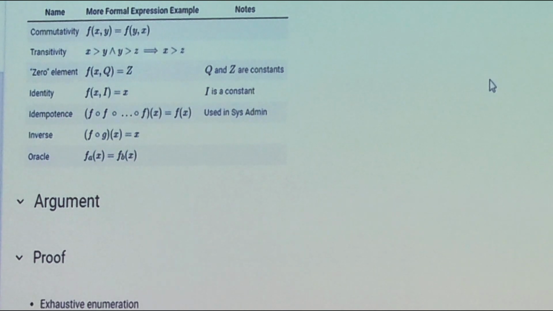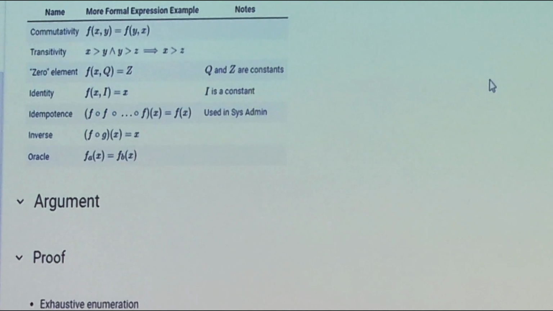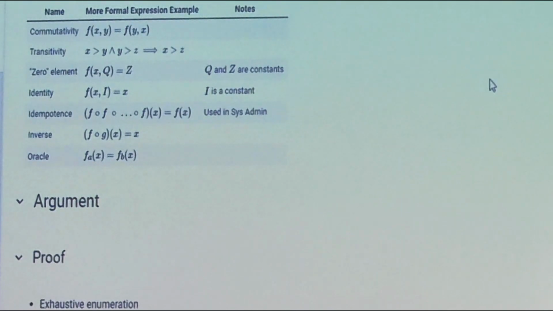Then there's also the idea of a zero element, where there's some special element and some operation where if you use that element on every member of a set, you always get that same constant value. For example, multiplication. The zero element for multiplication is 0, right? Because anything times 0 is 0. No matter what number you have, if you multiply it by 0, you're going to get that same constant value, which is 0. Okay?